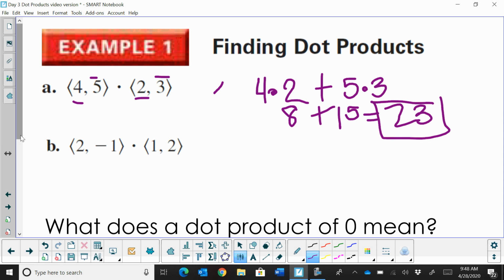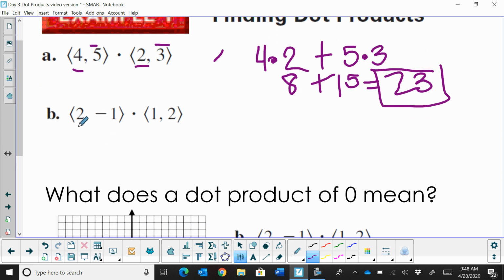So let's look at a second one. We're taking the vector 2, -1 and the dot product with the vector 1, 2.